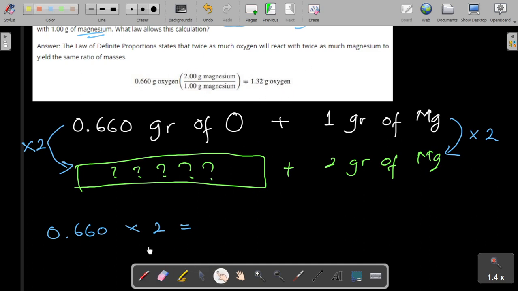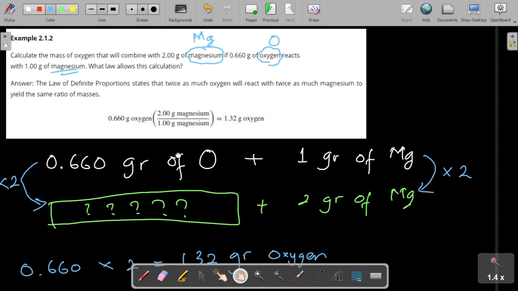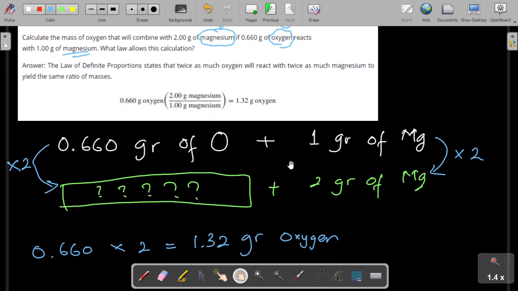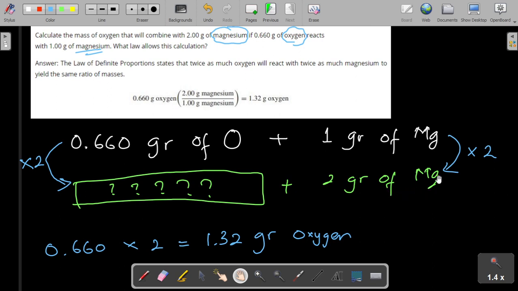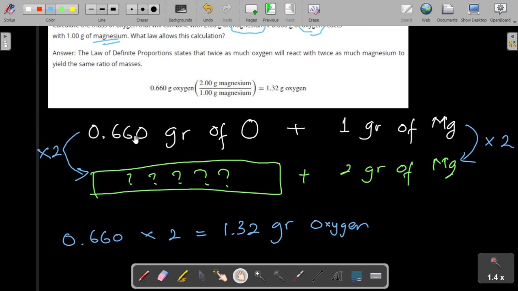The answer is 1.32. So, 1.32 gram of oxygen. Yeah, it's simple. This is the definite proportion. If 1 gram of magnesium can react with 0.66 gram of oxygen, then if we have 2 grams of magnesium, this 2 gram of magnesium can completely react with 1.32 gram of oxygen.